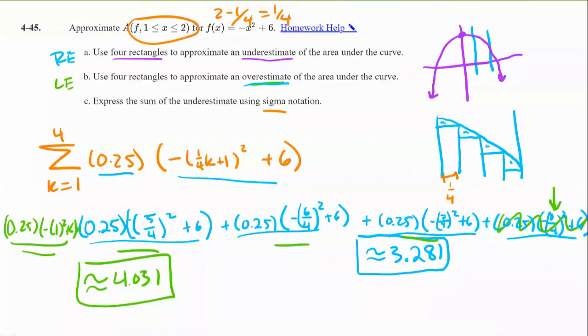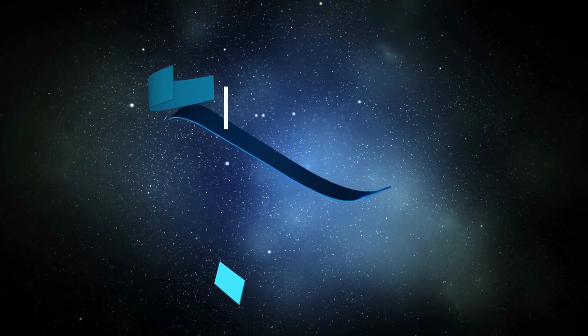So overestimate and underestimate depend on if it's decreasing or increasing. Our sigma notation is always going to be the same. Doesn't really matter. The only thing that changes is that if we're using left endpoint or right endpoint, our starting and ending k values change. But that's all 3 of those parts of the problem.